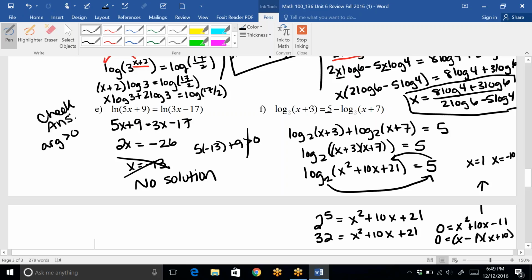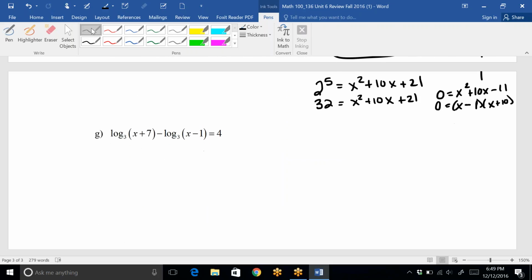1 plus 3 is definitely bigger than 0 because that's what we have to check. 1 plus 7 is also bigger than 0, so I know that this one's a solution. Negative 10 plus 3 is not greater than 0, so that means this guy is out. So only one solution there.